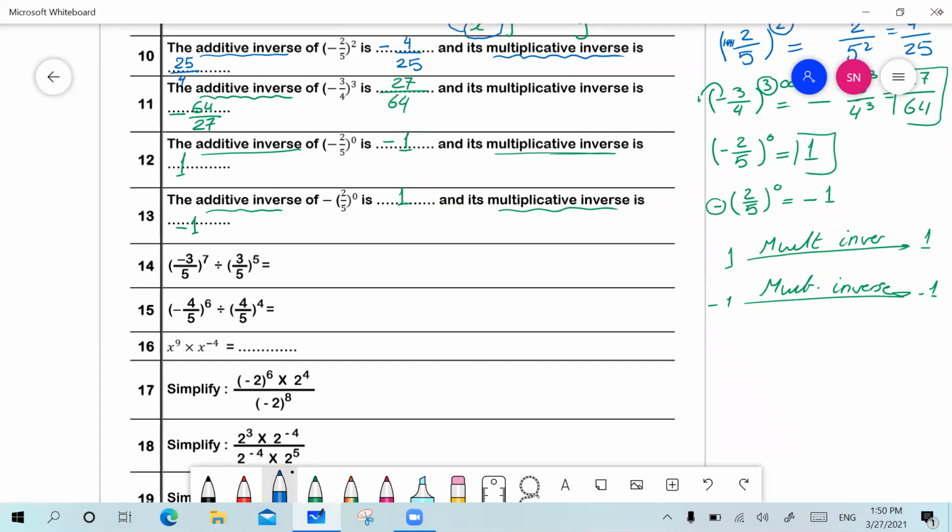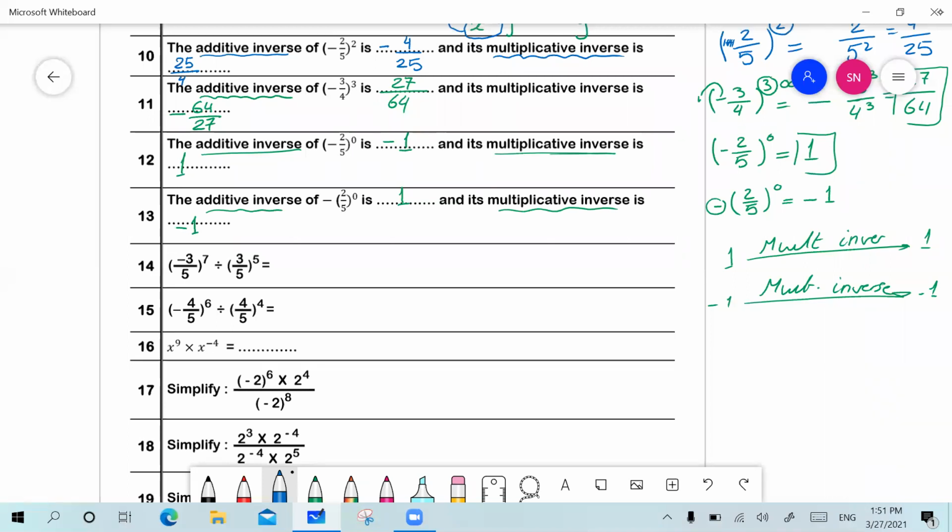We have the same base, but in the first one we have a negative and the power is odd, so it's going to stay as it is. So -3/5 to the power of 7 minus 5, which equals -3/5 to the power of 2.